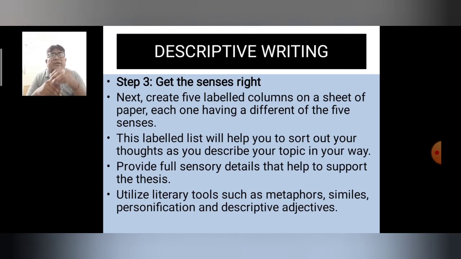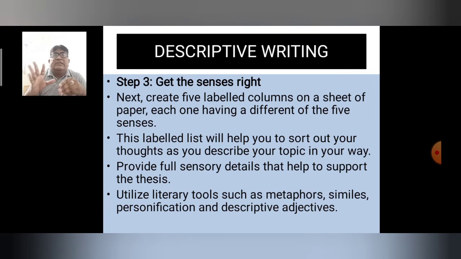Step number 3. We have to get the senses right. So we have to set our senses in the right position, so we have to create 5 labeled columns on a sheet of paper, each one having a different one of the 5 senses. At the initial stage we have to do a little rough work, and we have to create these 5 senses step by step.